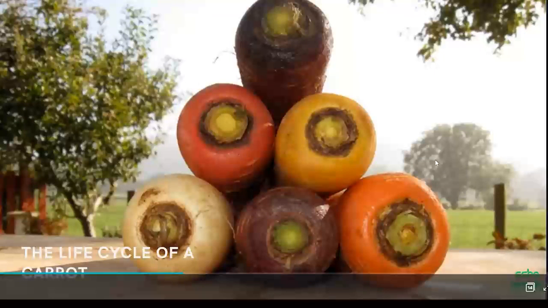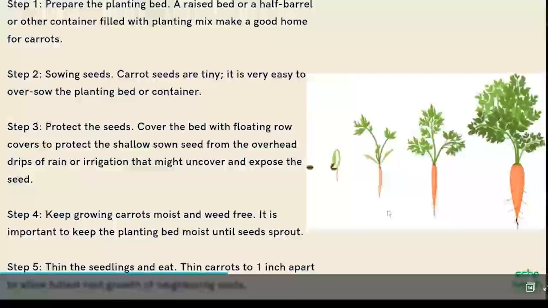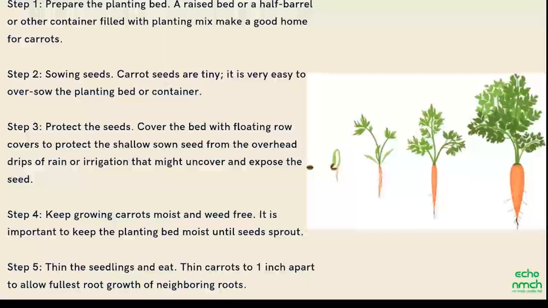We now go on to the life cycle of carrot. When we talk about the life cycle of a carrot, we have to be very careful because the planting bed is very important. It has to be raised, and the container should be filled with planting mix, and that should make a good home for carrots. Basically, sowing seeds. These seeds are very tiny, and it's important to sow them properly and protect the seeds, and keep it moist. There should be moisture, but it should be weed free. And after that, finally thin carrots to 1 inch apart to allow fullest growth.